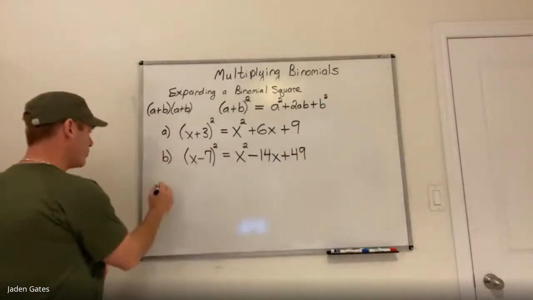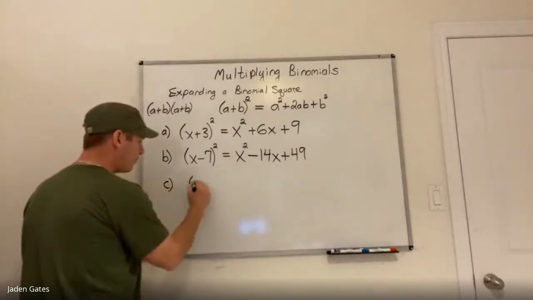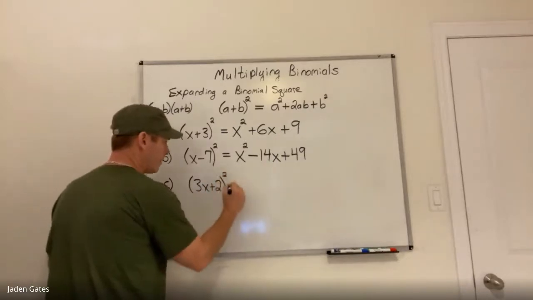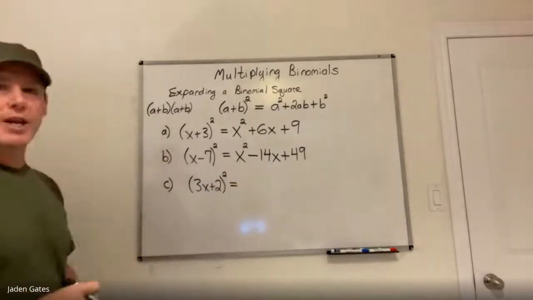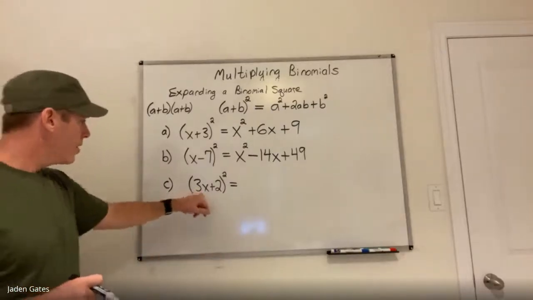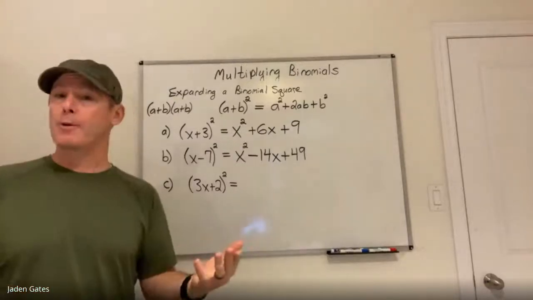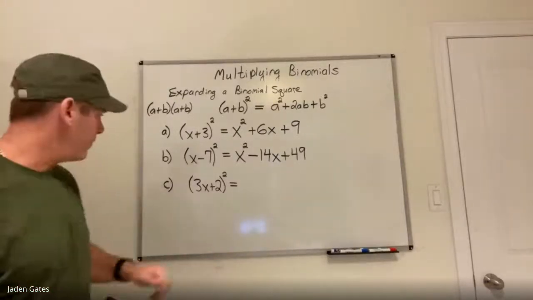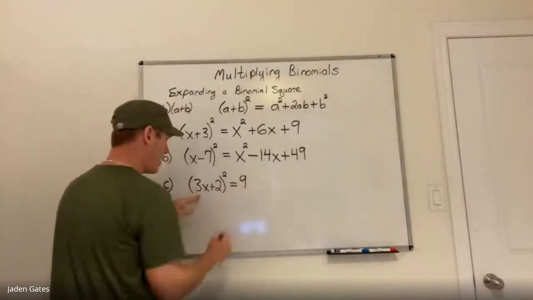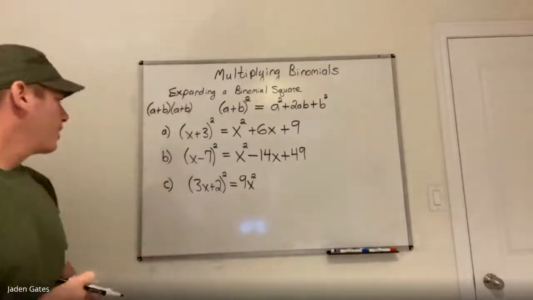All right, a couple more of those. Let's step it up a bit here. C, I have 3x plus 2 squared. All right, so again, I'm following my formula. I'm going to square the 3x, which means I have to square both the number and the x. Expanded power rule. Again, here comes our power rules, right? So if I square 3x, I square the 3, and I square the x. I'll square both parts of the term.